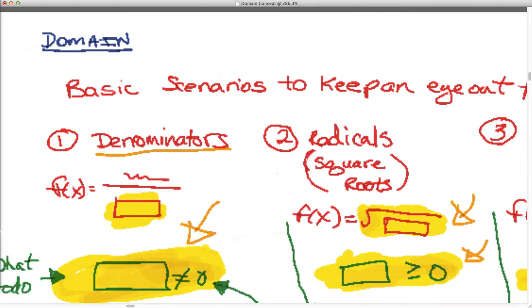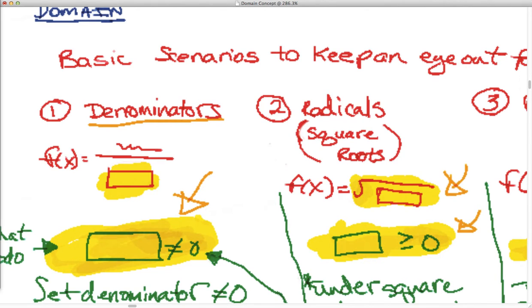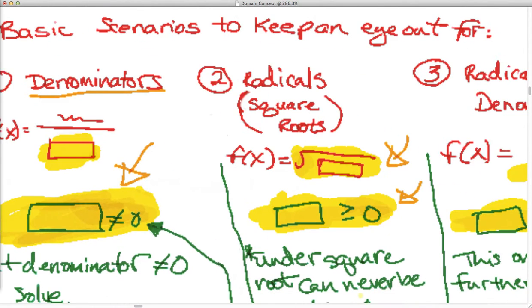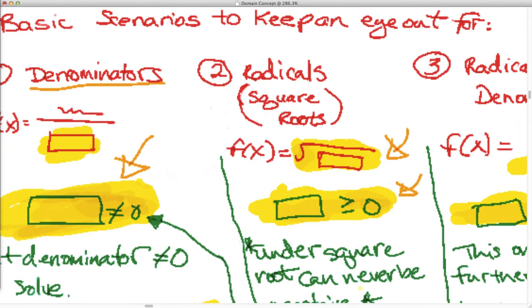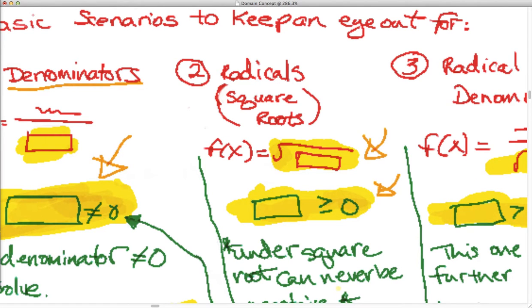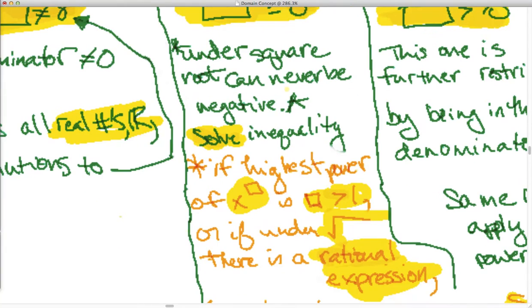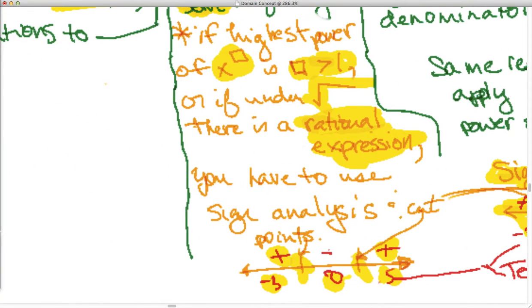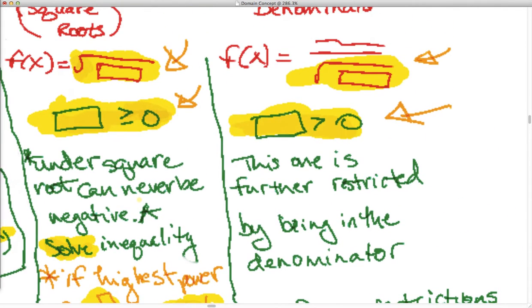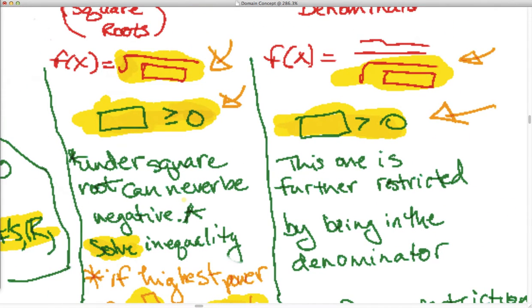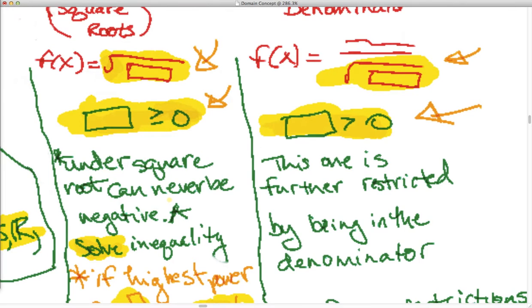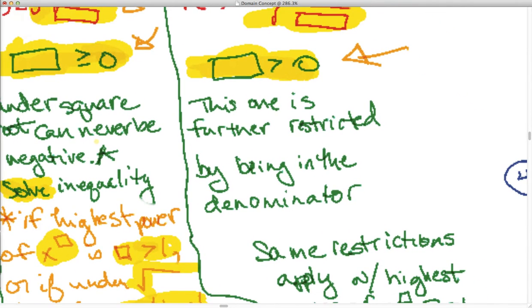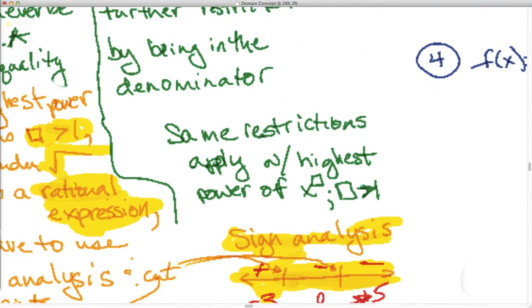Quick recap on the rules. Denominators can never equal 0. Set the denominator not equal to 0 and solve. Square roots have to be positive, so we set whatever's under the square root greater than or equal to 0 and solve. If the power of x is greater than 1, then we have to use sign analysis where we get some cut points and test on either side. Or if we have a fraction in there, we also do the same thing. The only difference if it's in the denominator is that we drop the equal sign, but the same restrictions occur.